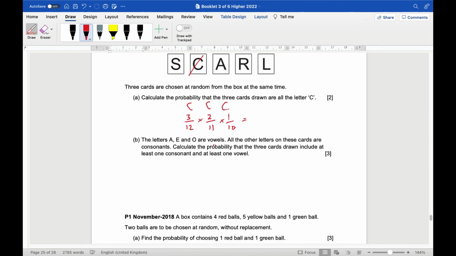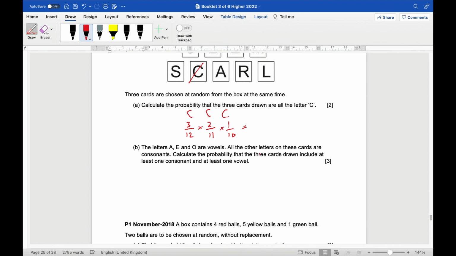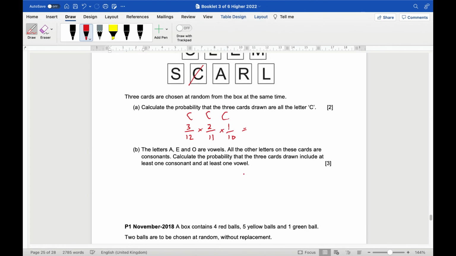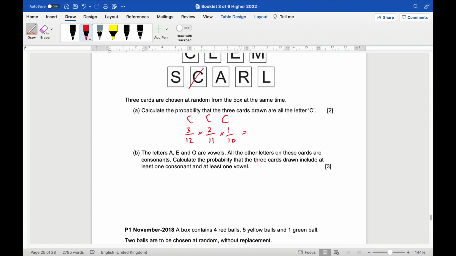The letters A, E, and O are vowels. All the other letters are consonants. Calculate the probability that the 3 cards drawn include at least 1 consonant and at least 1 vowel. Wow. Trying to write all those again, it's that word at least. Oh dear, as soon as we see that at least, we're like, oh dear me, that's too many.